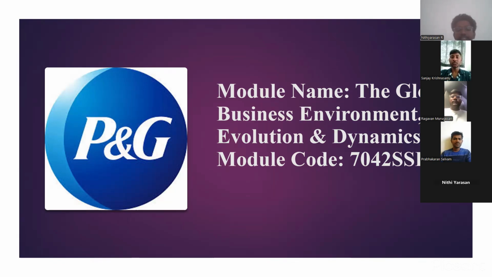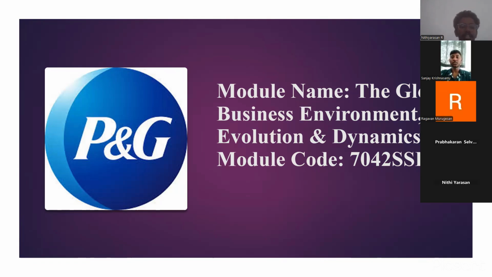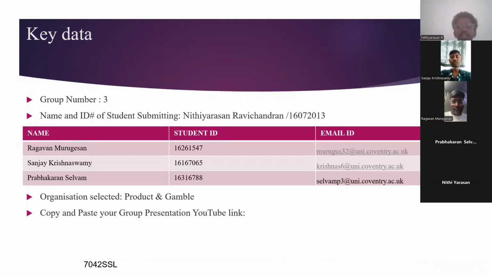The presentation is about Procter & Gamble (P&G) and the global change in our customers and industries. This presentation is part of our module, Global Business Environmental Evaluation and Dynamics, and the module code is 7042 SSL. We were looking at how P&G operates globally, what strategies it uses, and how it deals with the challenges in the international market. These are our teammates: Raghavan Murugesan, Sanjay Krishnasamy, and Prabhakaran Selvan.